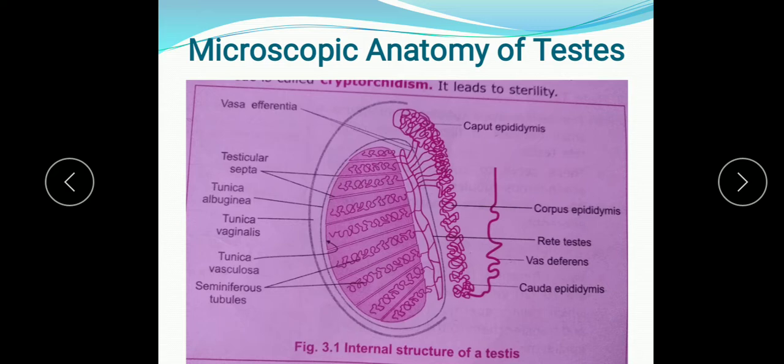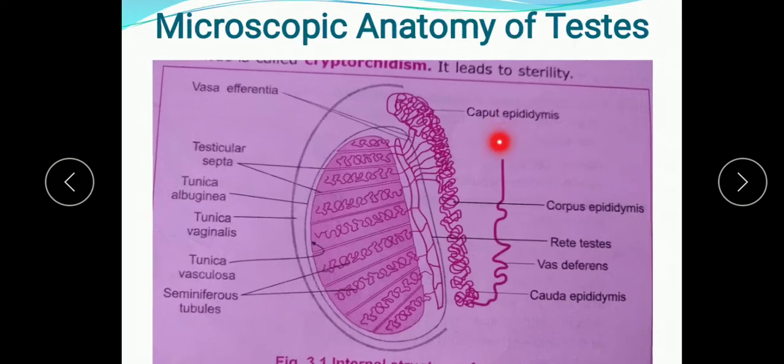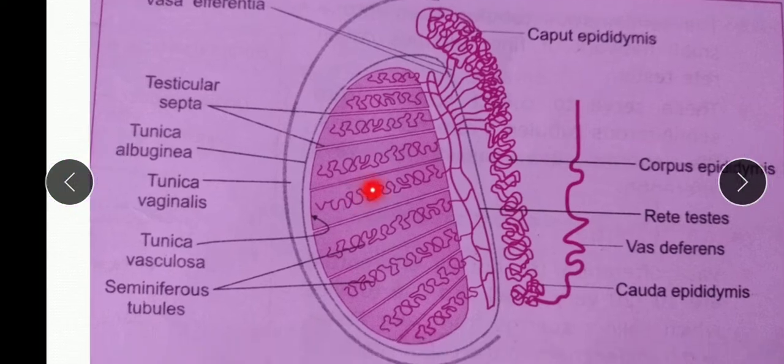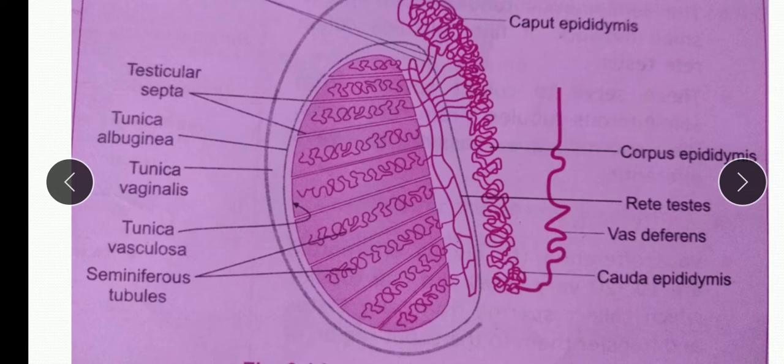Now let me discuss the structure of the testes. In adult male, each testis is oval in shape and its length is about 4 to 5 centimeter and width is about 2 to 3 centimeter. Now we'll start the structure of the testes with the outermost covering. The testes are surrounded by a dense covering.